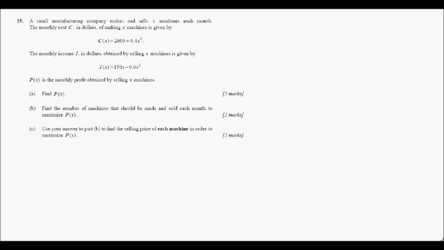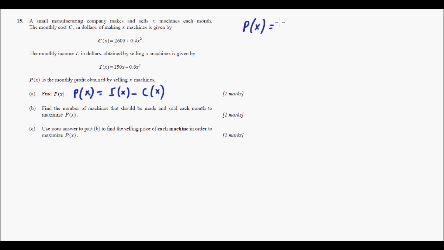Profit, P of x, is the monthly profit obtained by selling x machines. Find P of x. Well, first of all, you need to understand that profit is income minus cost. It's intuitive, but if you're not taking business, some kids might not know that. So P of x equals income minus cost.